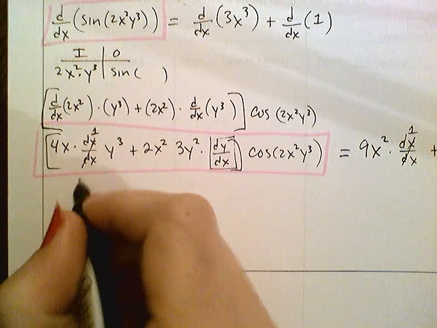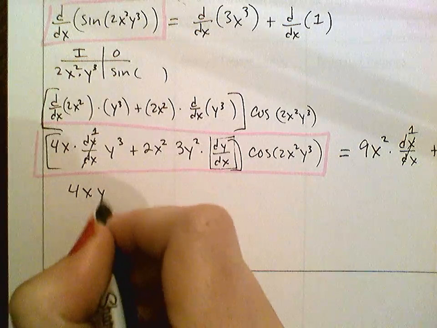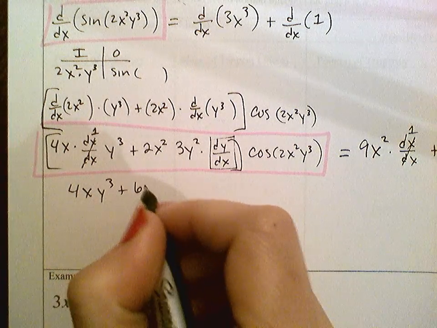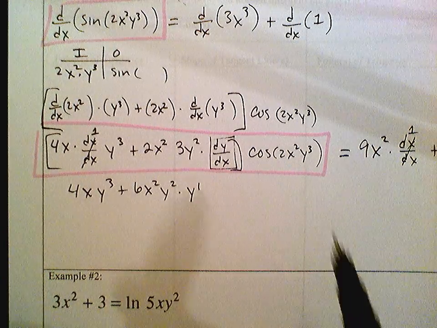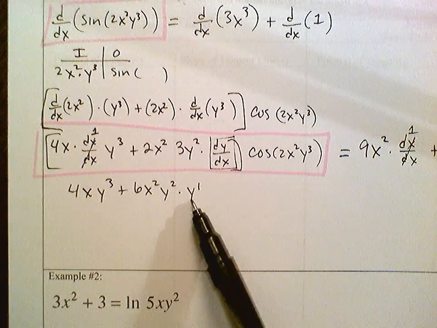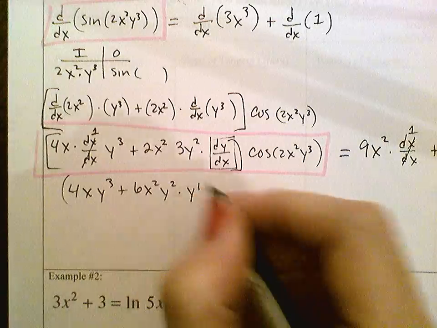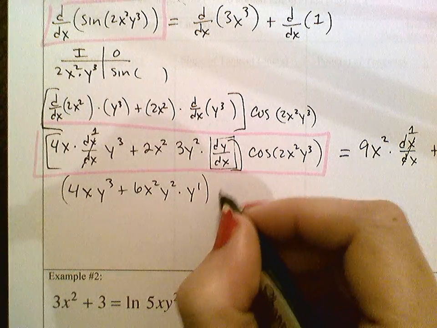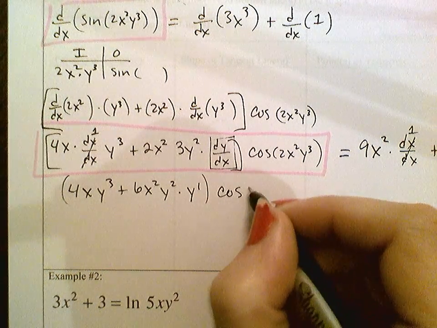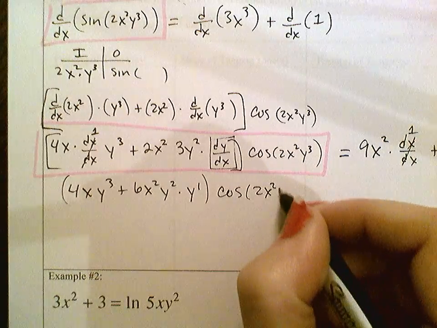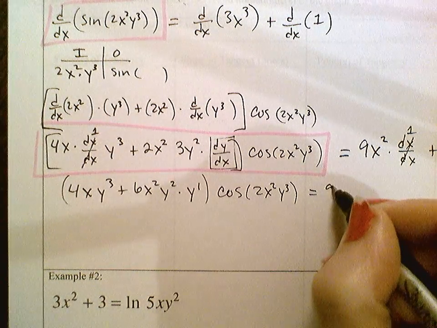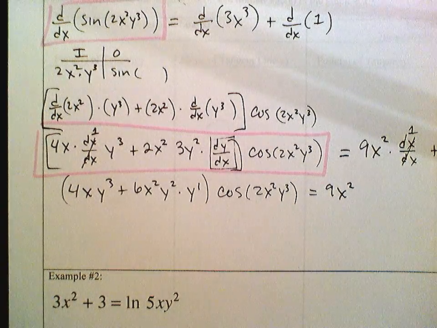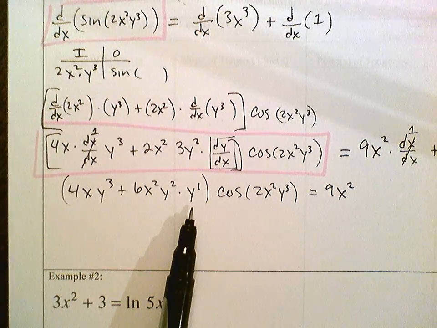So now this is 4x y to the third plus 6x squared y prime. Okay, this just turned into the y prime. And then I'll put parentheses around that. And then this is cosine of 2x squared y to the third equals 9x squared. Now I've just got to solve for y prime.